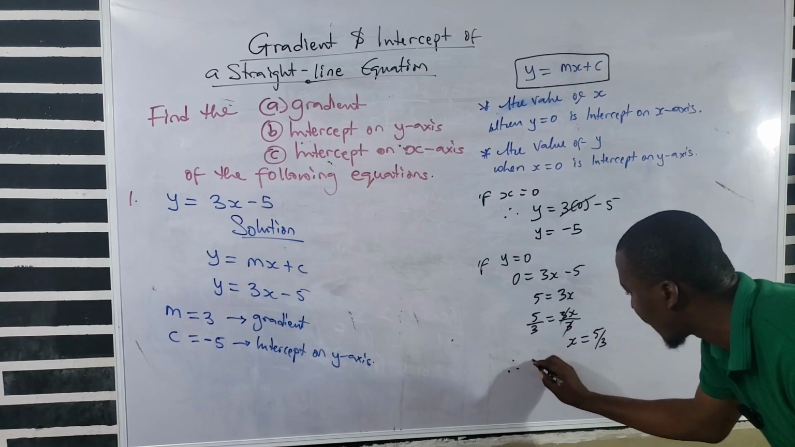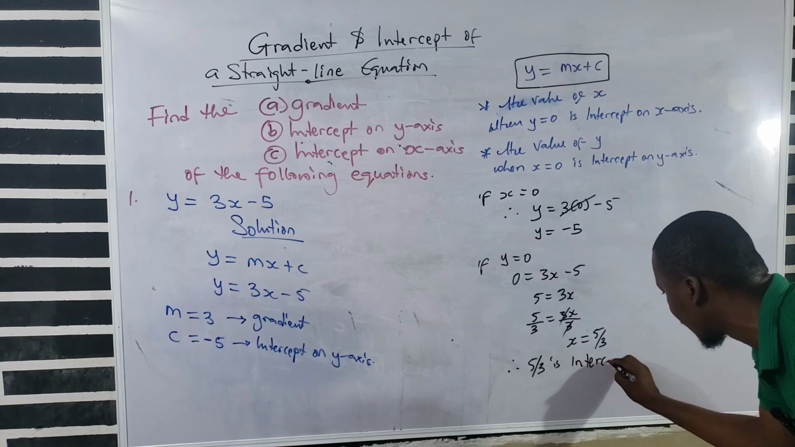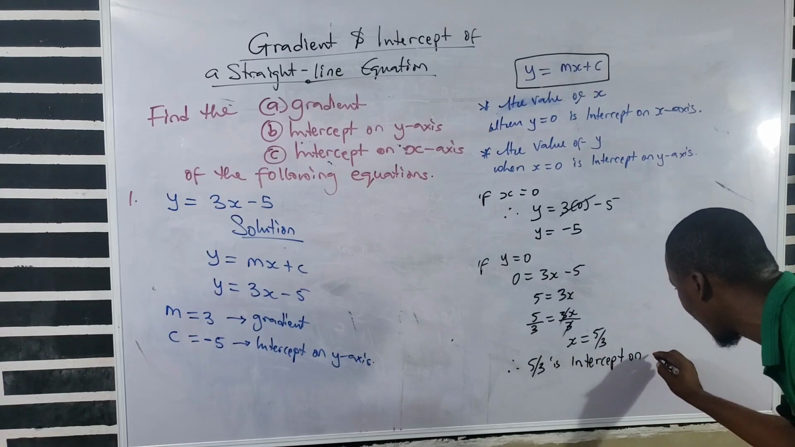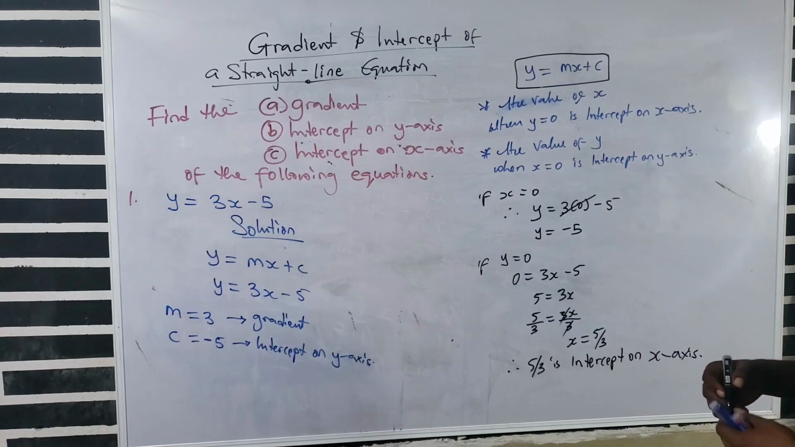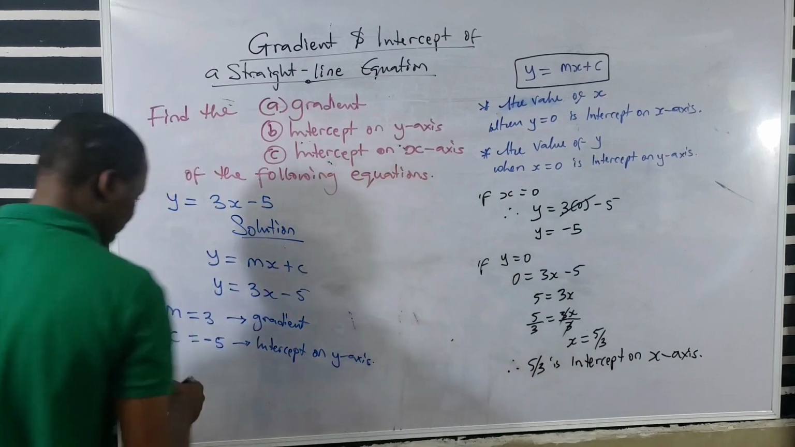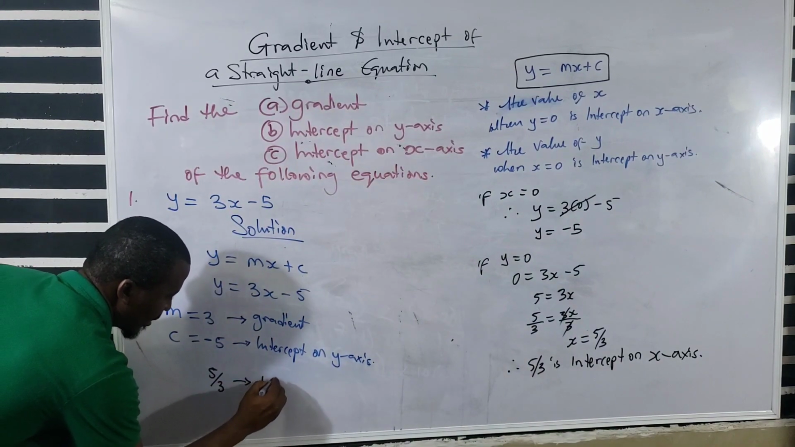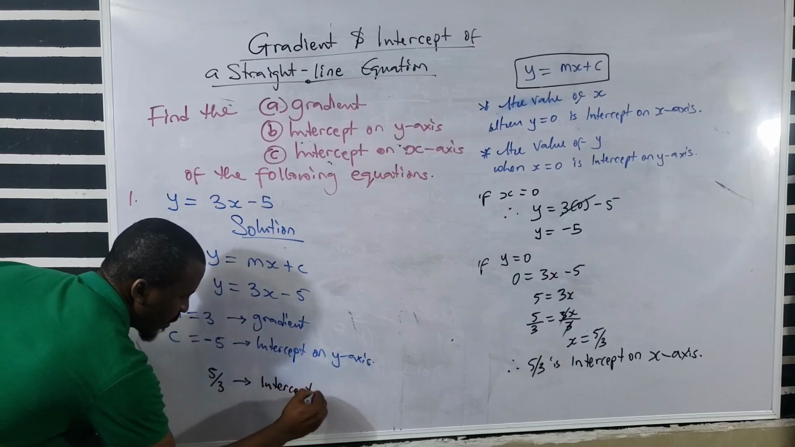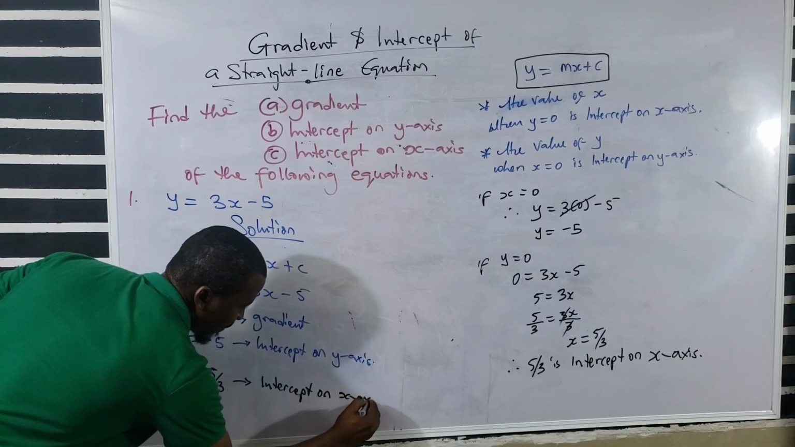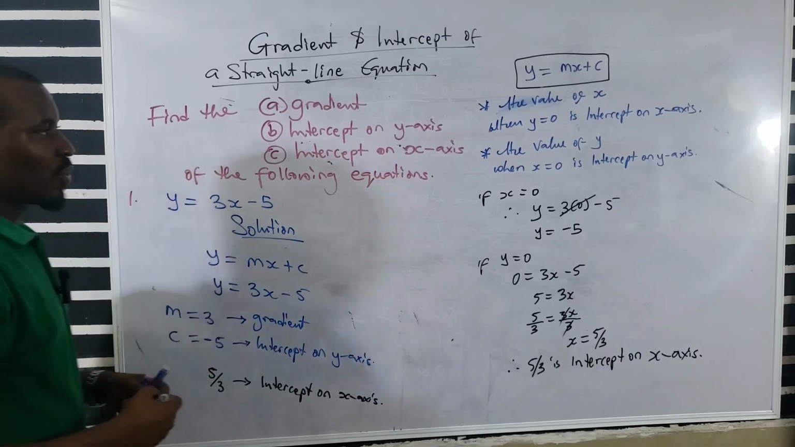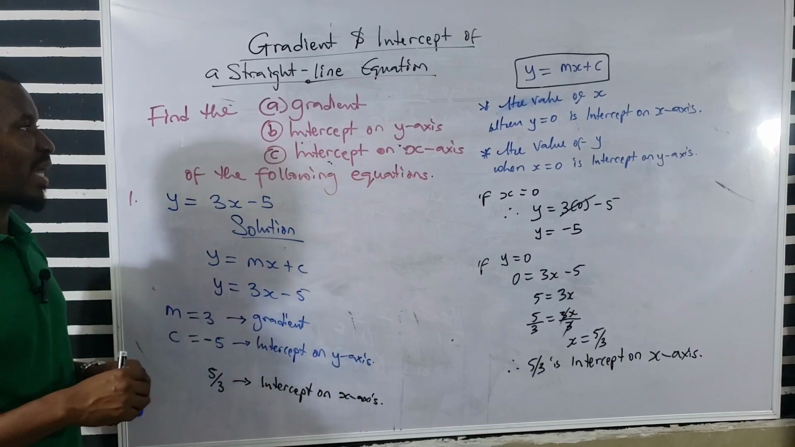So 5 over 3 is the what? Intercept on the x-axis. So I can come here and write that 5 over 3 is the intercept on the x-axis. So that's how we are going to solve that, and that's how to solve any problem of that nature.